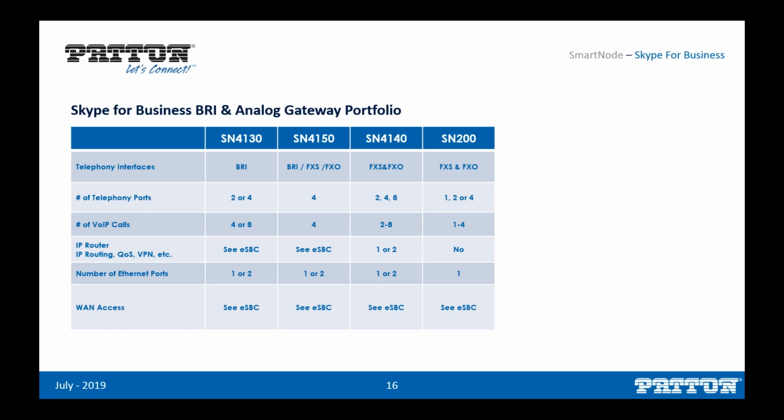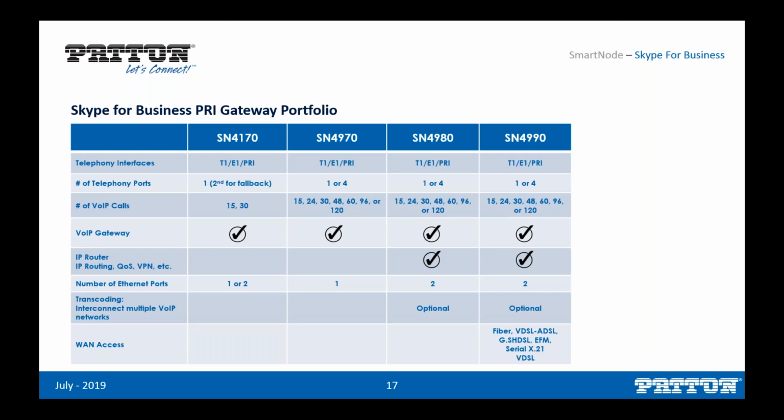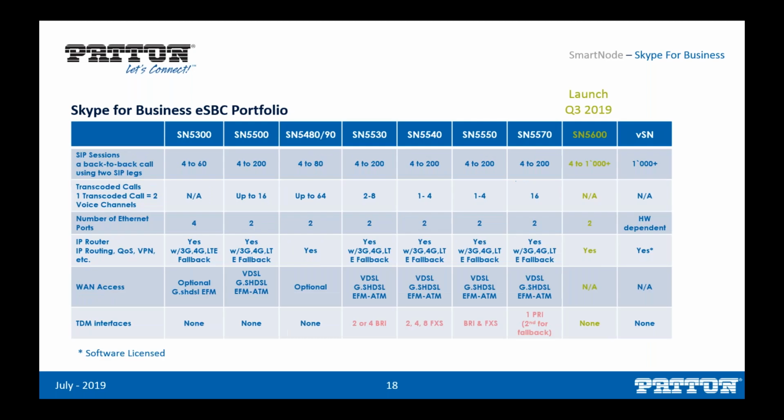So talking about simple gateways. The same thing for PRI, so E1, T1 trunks. You might want to connect to a Skype for Business environment, or if it's a legacy PBX with E1 or T1 links. So here is your SmartNode that you can choose from, starting from 1 port up to 4 ports with different ports on it, depending on the model that you choose.